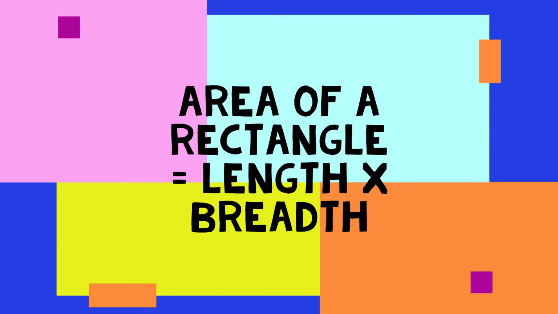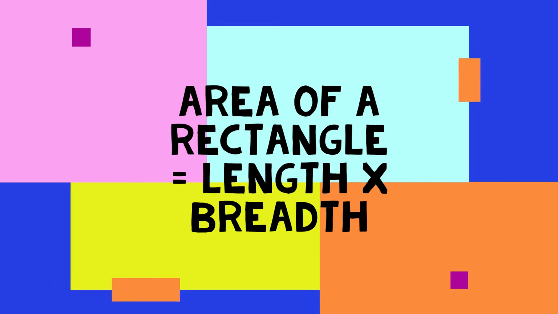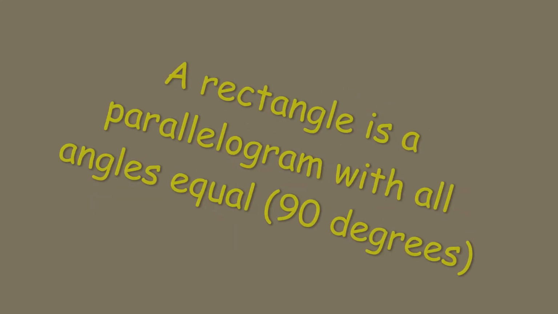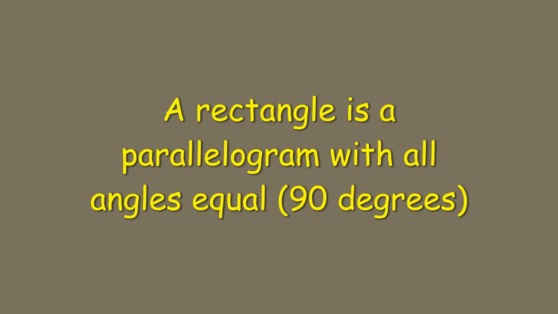We know that to find the area of a rectangle, we just multiply length and breadth. That is, the area of a rectangle is equal to length into breadth, L into B. We also know that a rectangle is a parallelogram with equal angles. That is, a parallelogram with all angles 90 degrees becomes a rectangle. So, let us try to find the area of a parallelogram with the help of the area of a rectangle.